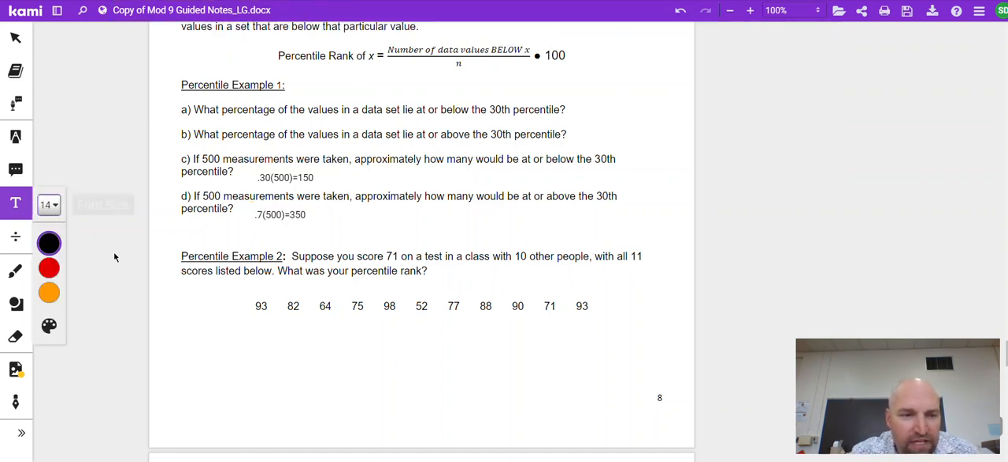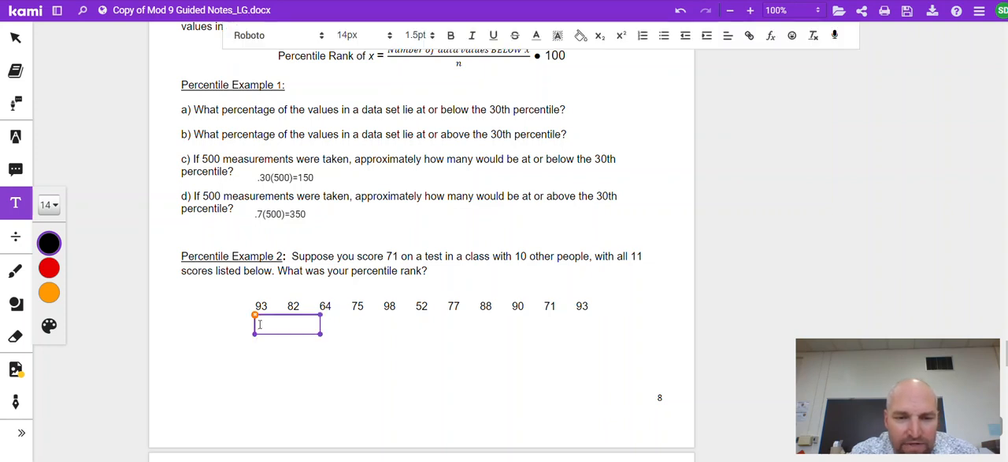So the first thing you got to do is put this in sequential order. What's the lowest test? I guess that's 52. And then who's next? Was that 64? 64, 71, which I think is you, right?